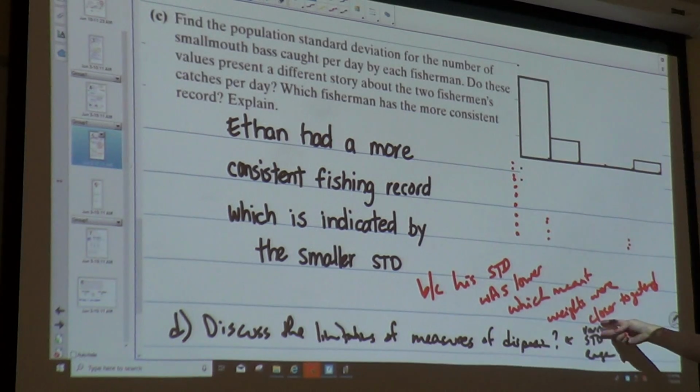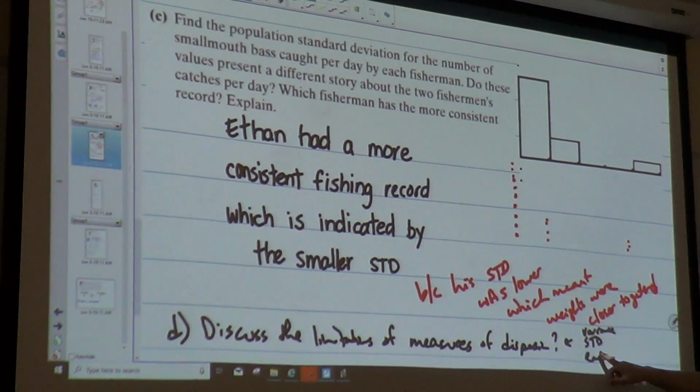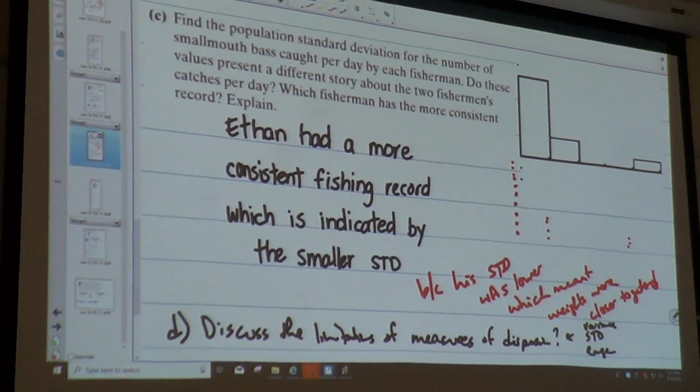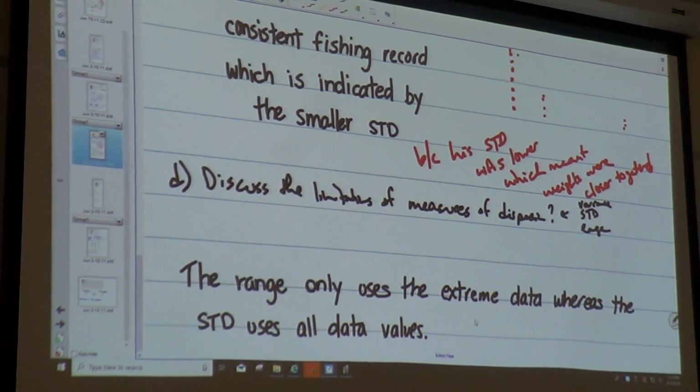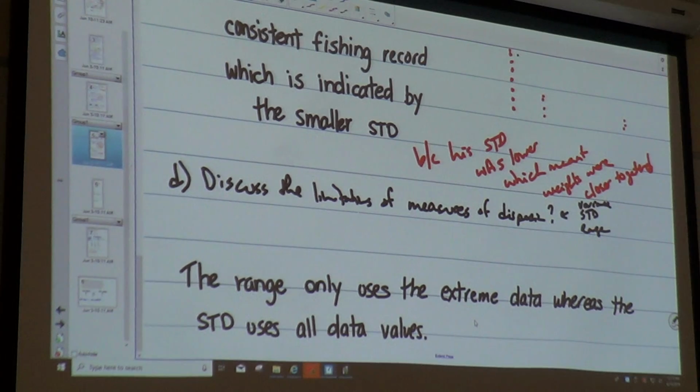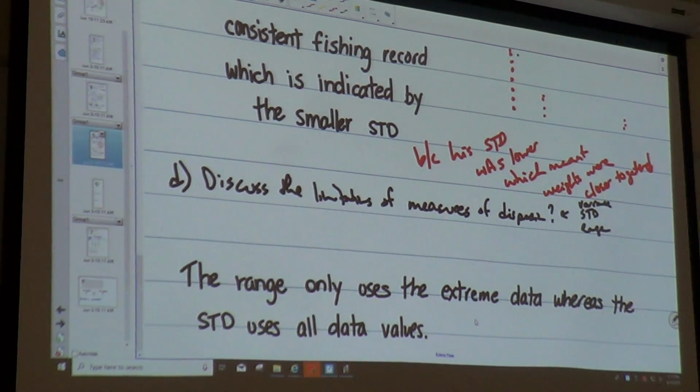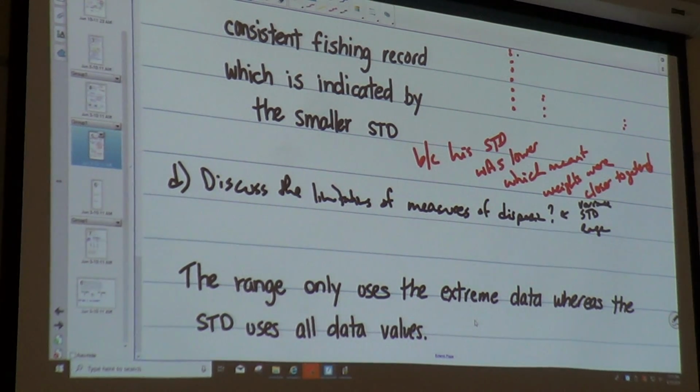Here, these use all your data. This one only uses your high and your low. So your range is the only one that uses your high and your low, whereas the other two use all your data. So that range really doesn't tell you as much as it could tell you.